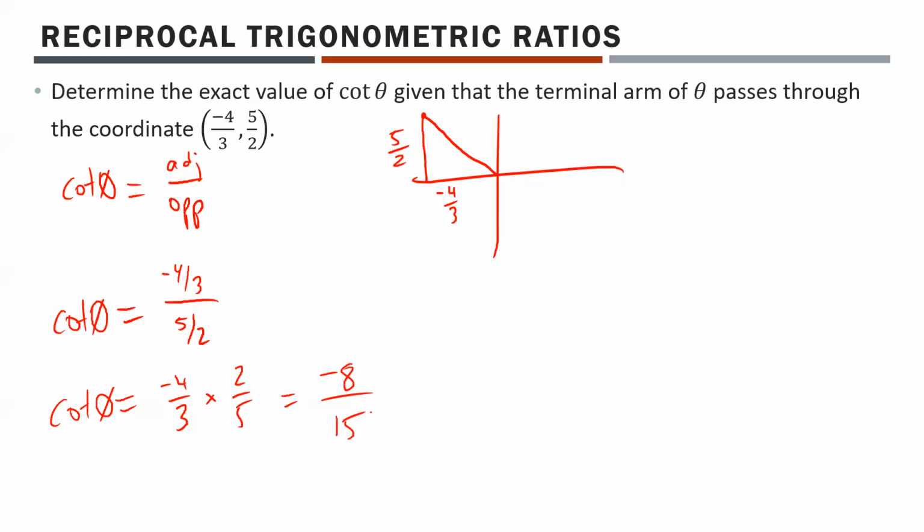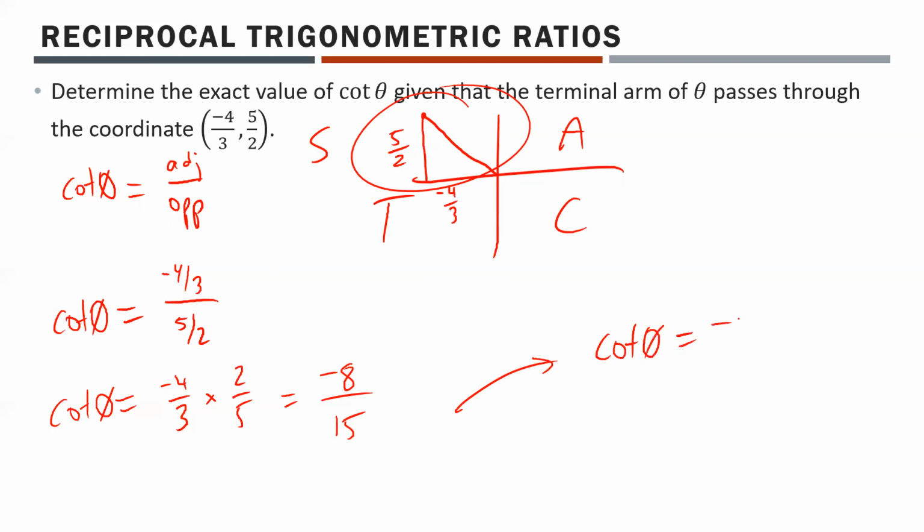And let's just double check our CAST rule to make sure that this thing should actually be negative. Well, the CAST rule would say the only thing that should be positive up in this quadrant is sine and, of course, cosecant, because that's a reciprocal of sine. We're dealing with cotangent, which is a reciprocal of tan. So yeah, tan should be negative up here. So in other words, if I wanted to write it out one more time, cotangent theta is -8/15.